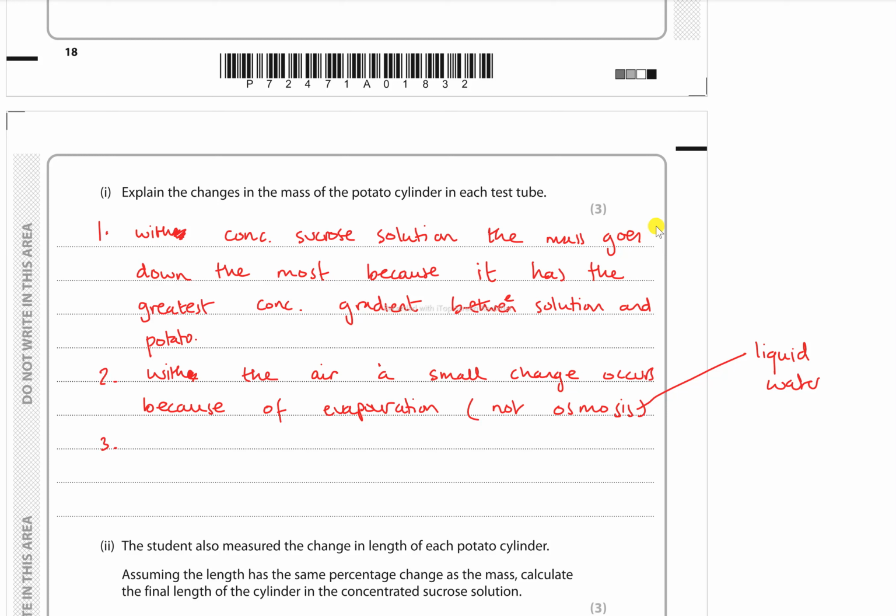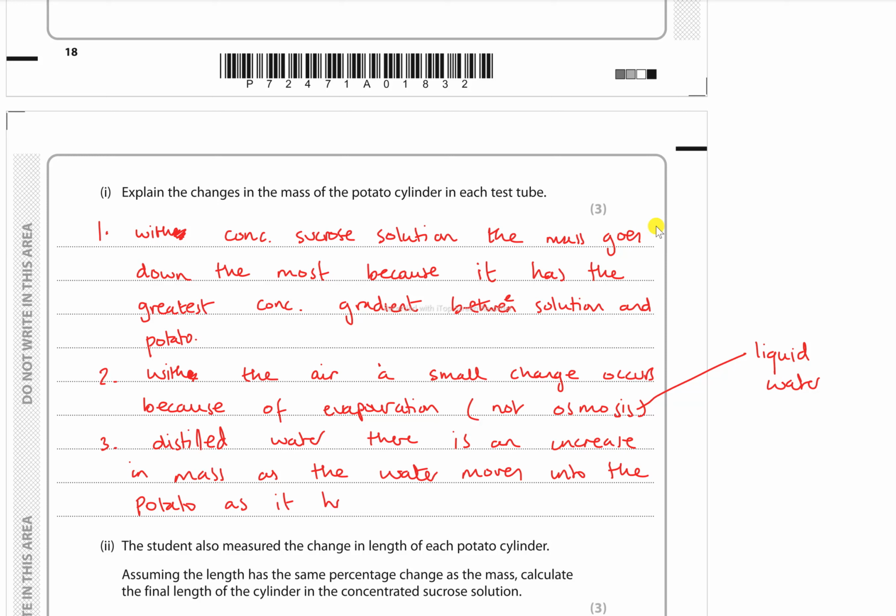Right, number 3 is the distilled water. With distilled water, there is an increase in mass as water moves into the potato, as it has a lower water potential than the solution outside or the liquid outside. So it goes from high to low.